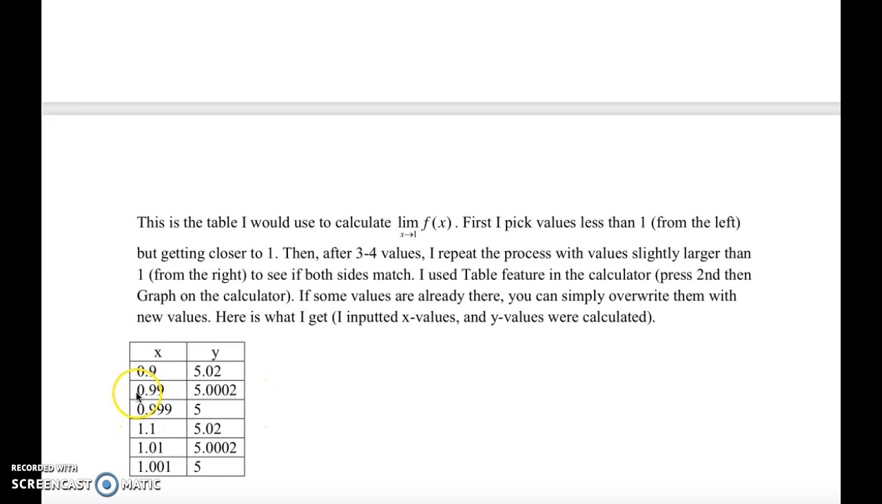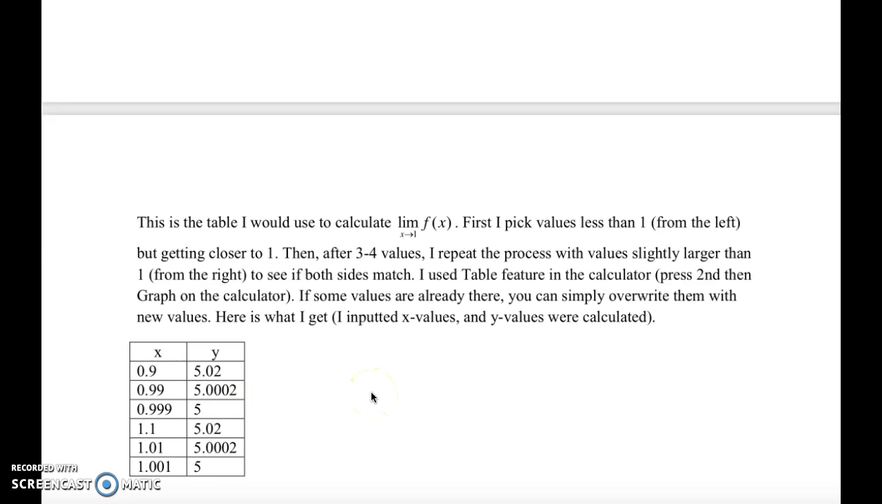I'm going to go ahead and put 0.999 in there. So that's almost exactly one. And I see all of a sudden that I do get 5. All right. So I can be pretty confident, as I approach from the left-hand side, that my limit on this function is going to be equal to 5.